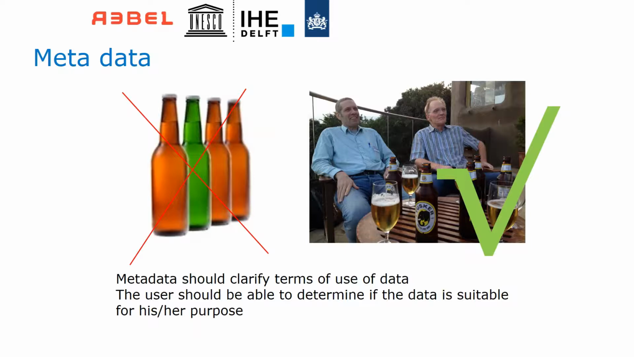This is exactly the same case with data. The label is called metadata, and the metadata should clarify the terms of use of data. And the provider of the data should be as clear as possible and share that metadata. Then it's the responsibility of the user if the data is fit for the purpose that the user wants to use it for. It's not the responsibility of the data provider. So this whole argument that we don't dare to share because users will do stupid things with it is not valid. It's the responsibility of the provider to provide metadata, and it's the responsibility of the user to see if the data is fit for purpose.